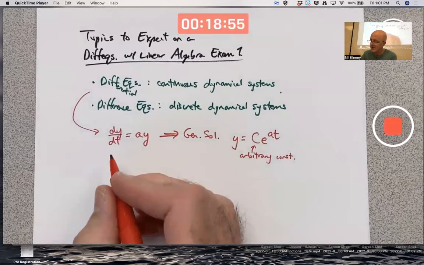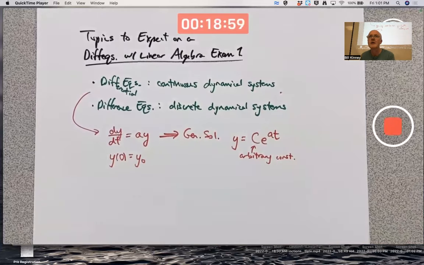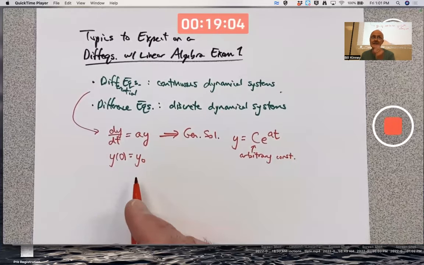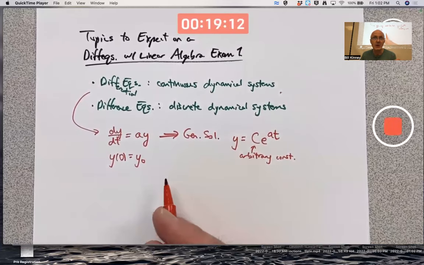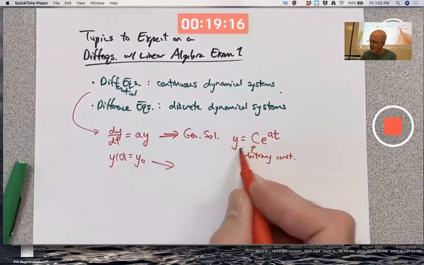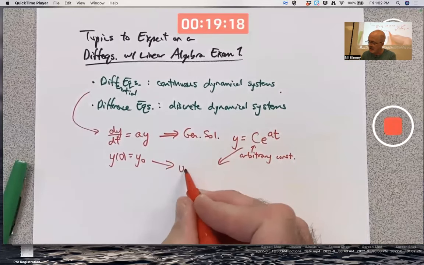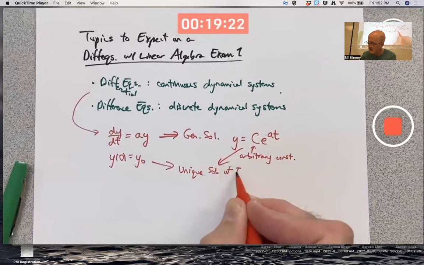If you add a generic initial condition, y of 0 equals y sub 0, where y sub 0 or y naught is a specific number, a specific constant, not an arbitrary constant, you can solve for c. C has to equal y sub 0. We've seen that, right? Use that initial condition and get your unique solution of the IVP.